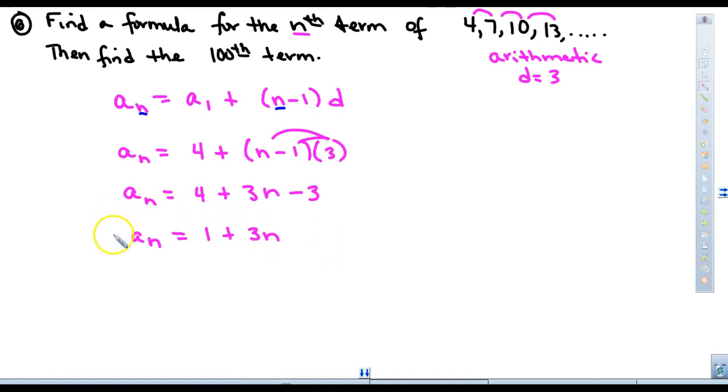So this is my formula that will give me any term in this sequence that I want. Well, I want the 100th term. So if I want the 100th term, then I'm going to take this formula, and in the place of n, I'm going to put 100. And I am going to simplify. So a sub 100, the 100th term would be 301.